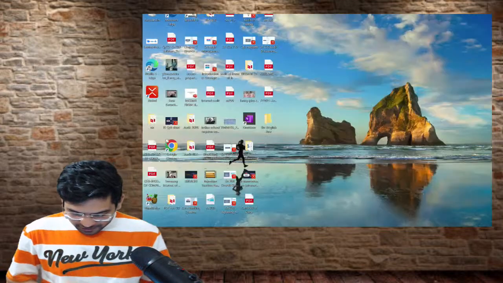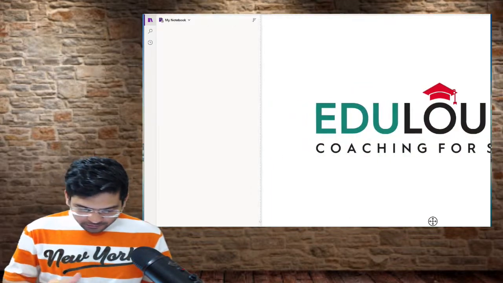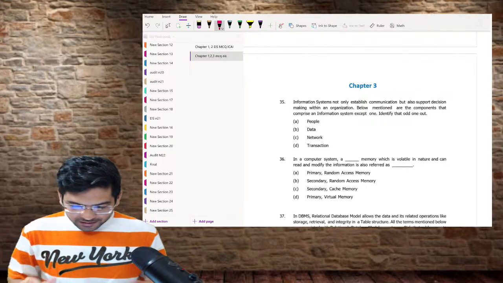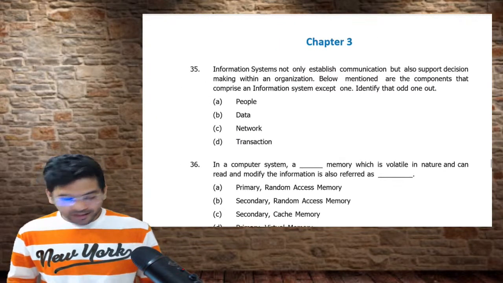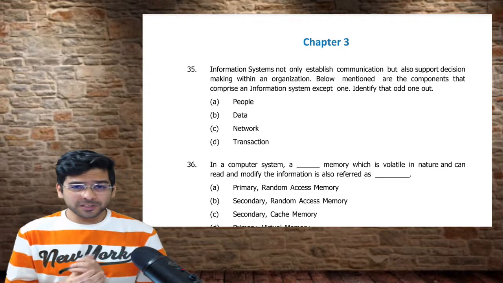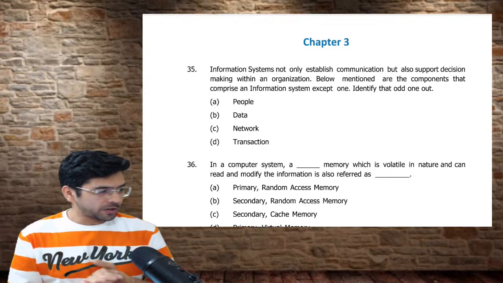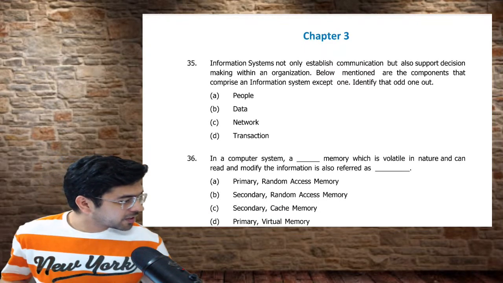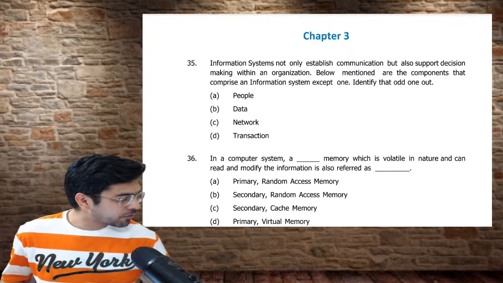So, let us start with chapter number 3 MCQ, guys. I hope like last time, you have to answer it in the chat box. We'll discuss the concepts as well with respect to each of these questions. Let me again check if everything is fine before we start.